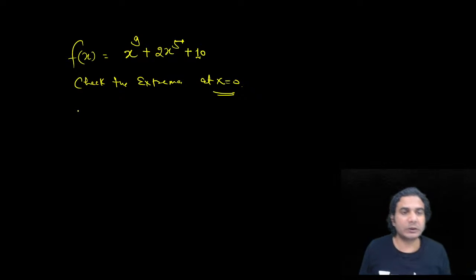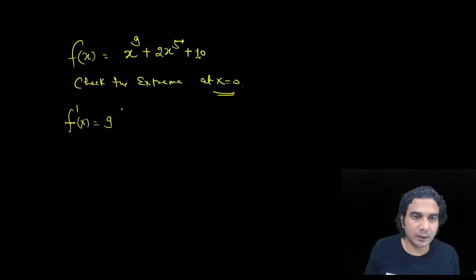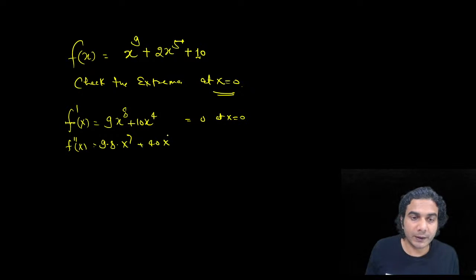Okay, so let's begin this. f dash x is 9x^8 + 10x^4, and yes, it is 0 at x = 0. Then we'll check f double dash x, which is 9 into 8 into x^7 + 40x^3, which is also 0 at x = 0.